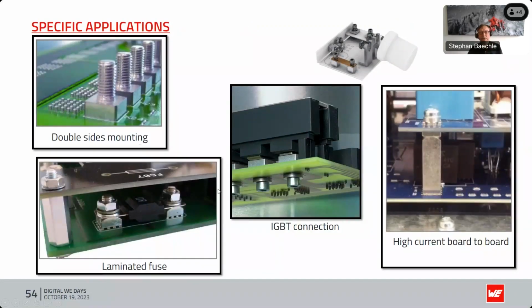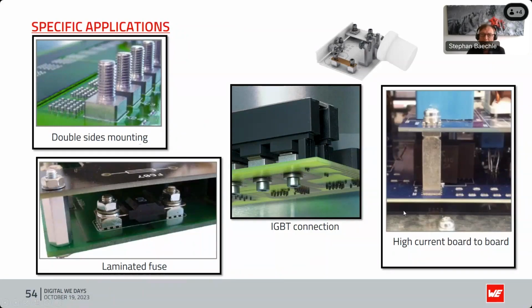And we can have a double side mounting. We can have an IGBT connection. An IGBT switch is always high current, so this is also a good solution for that. And also for laminated fuses, which go higher than 50 amps. This one is for 80 amps, for example. Can be used in a truck, a lorry, or any farming machine.